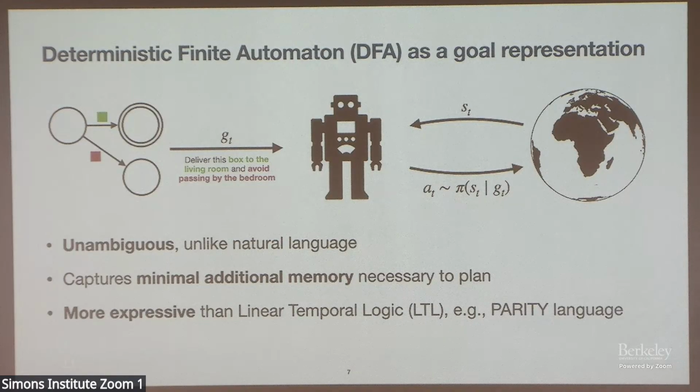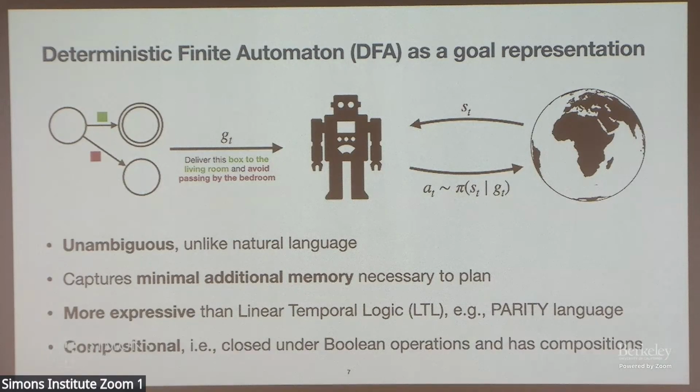DFAs are more expressive than linear temporal logic. For example, the parity language cannot be expressed in LTL because LTL can only express star-free languages. And also, DFAs are compositional objects. They are closed under Boolean operations, and they have parallel and sequential compositions. We can define these things on them.